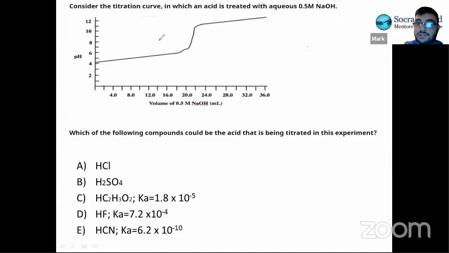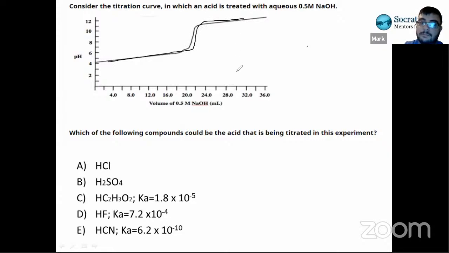If you consider the titration curve in which an acid is treated with a base, so again, titration, acid base, the acid is monoprotic, so it's only one H. Which defined compounds could be the acid that's being titrated? Well, this involves a lot of your knowledge that we talked about today. Again, it only has one curve, so it's monoprotic, right? It only has one protonation event.